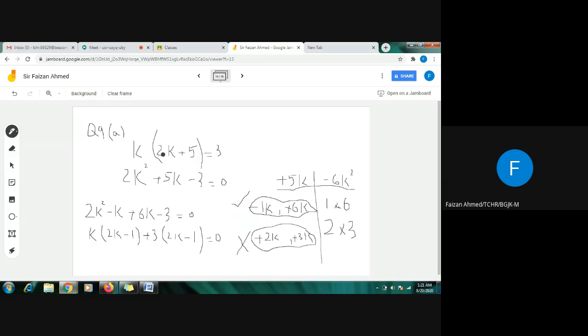So what will I do? I will just expand this bracket. k multiplied by 2k will be 2k square, and then k multiplied by 5 will be 5k, and this positive 3 will go to the other side. It will become minus 3 equals to 0. And now I will apply the middle term breaking method.